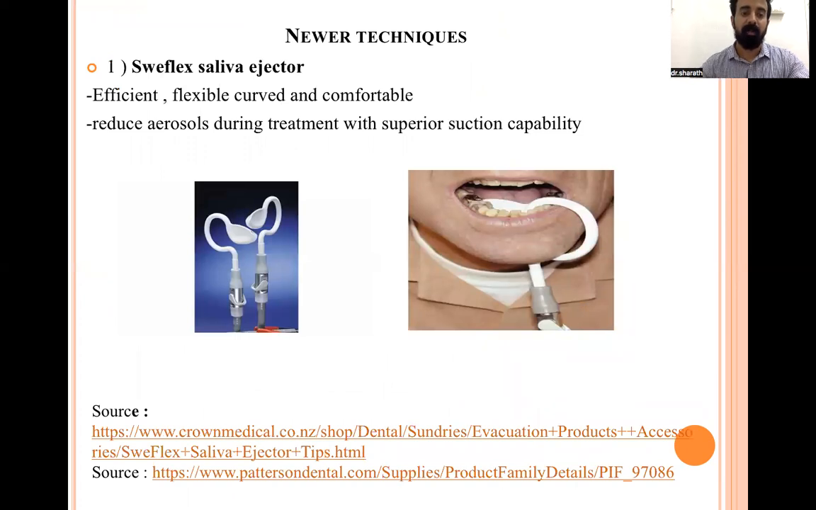Newer techniques. Under newer techniques, we have swift leg saliva ejector, which is an efficient, flexible curve and comfortable, and it reduces aerosols during treatment with superior suction capability.